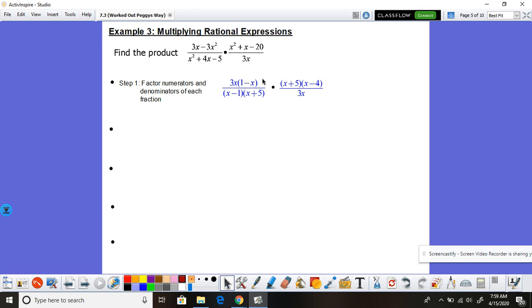All right, so when I do the same thing over here, x squared plus x minus 20 is x plus 5 times x minus 4 over, well, 3x doesn't factor. All right, well, notice I have an x plus 5 and an x plus 5 and a 3x and a 3x. So what I'm going to do is take those and they will cancel each other out. So x plus 5 goes away, 3x and 3x goes away.